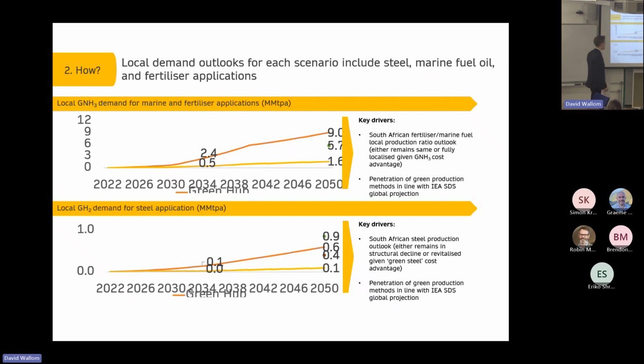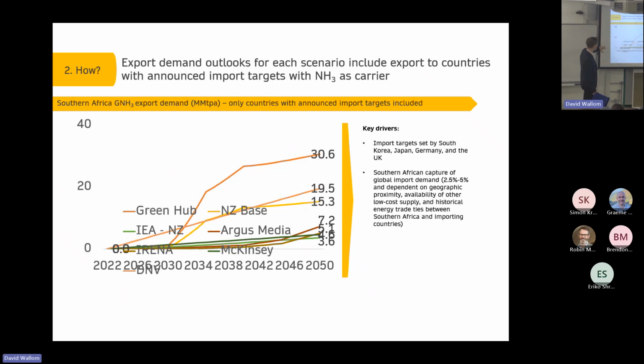So in the optimistic case, basically saying there's a revival of the South African steel industry, all capacity which is currently underutilized becomes fully utilized, and you see a growth in line with the IEA's global steel production projection. The pessimistic one is essentially saying business as usual, we continue to see a structural decline. The same thing when you're looking at your marine and fertilizer application there. This is the global projection. So here you'll see the green hub scenario is the optimistic one, and then the net zero base is the pessimistic one.